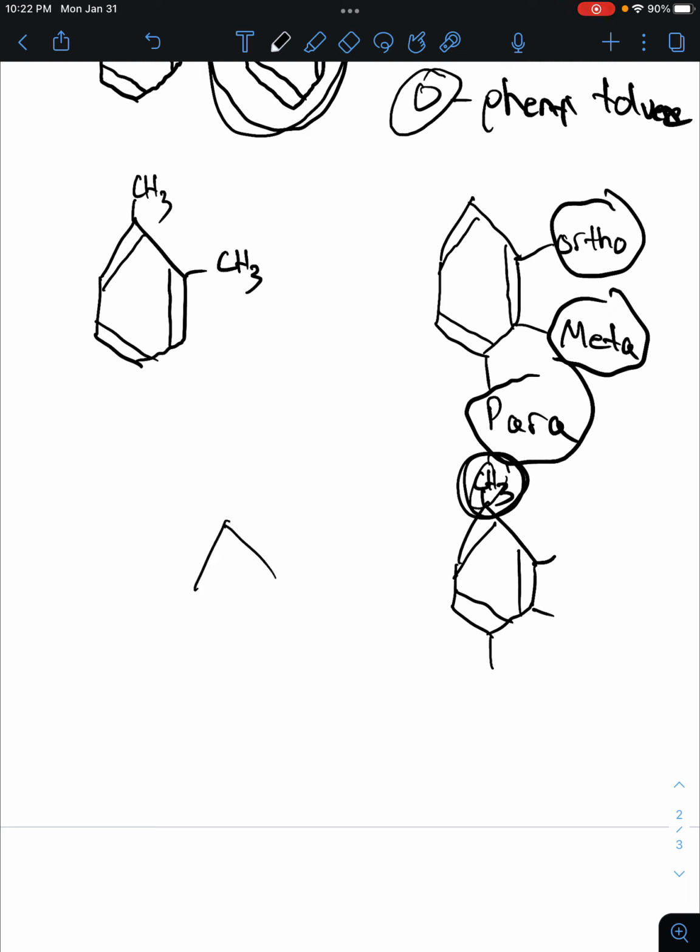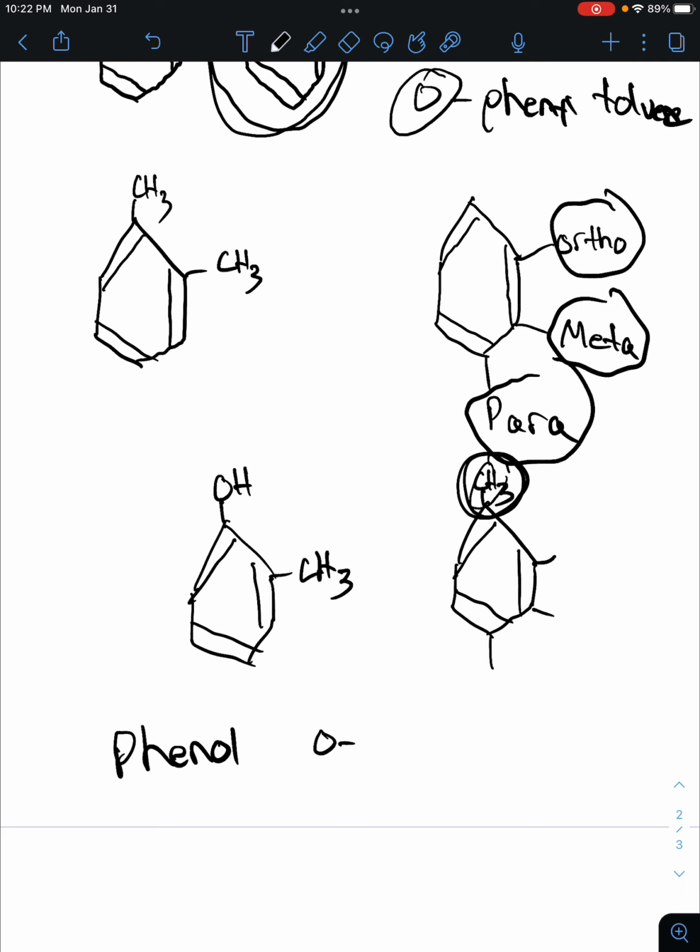So if we had this group here, this substituent here makes this phenyl group or benzene ring phenol. So if you added, say, a methyl here to phenol, that simply would be ortho methyl phenol. So you get the idea.